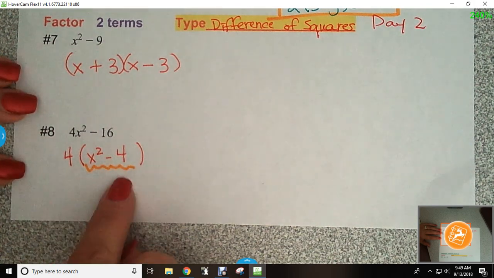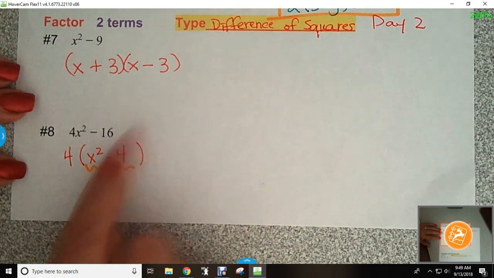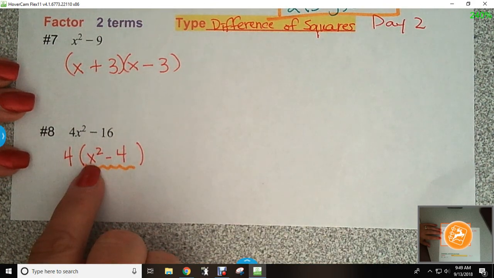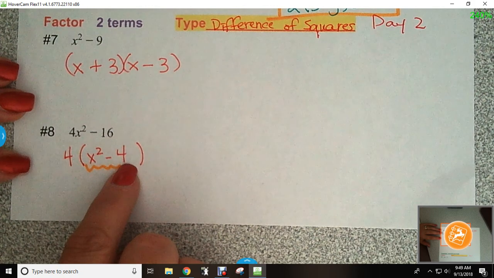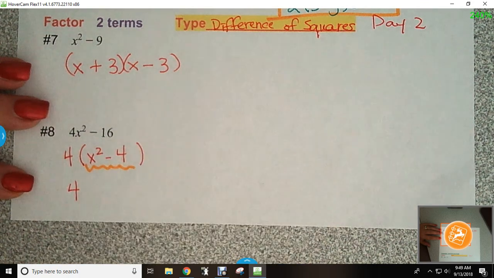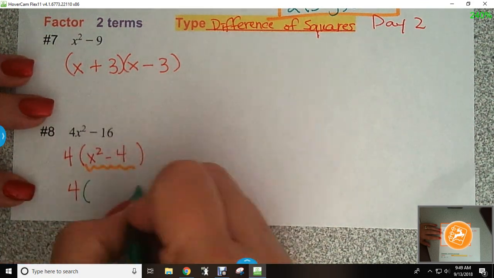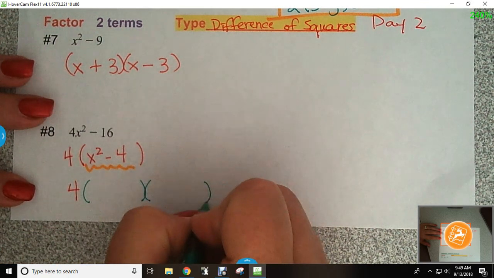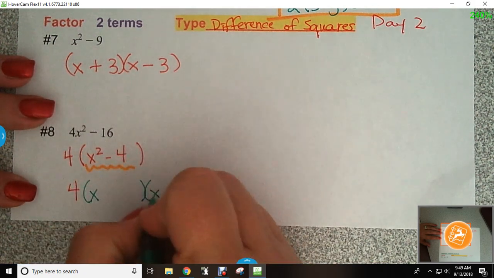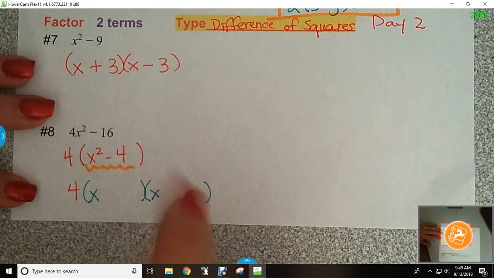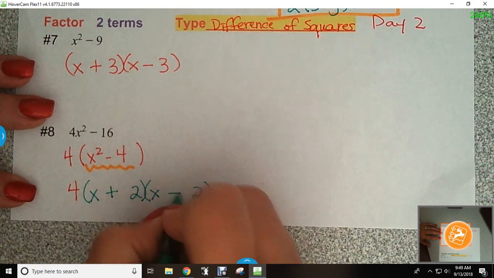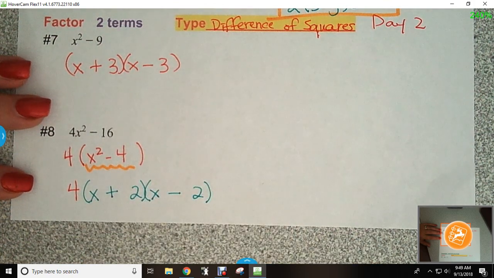So this is where I have two terms. There's a subtraction, so it might be difference of squares. I can do the square root of x squared, and I can do the square root of 4. So it is a difference of squares. So there's my 4 that's out front. Now, if I go ahead and set up my two sets of parentheses, the square root of x squared is x. The square root of 4 is 2. One gets a plus, one gets a minus, you are done.